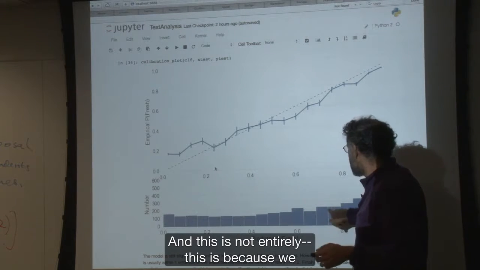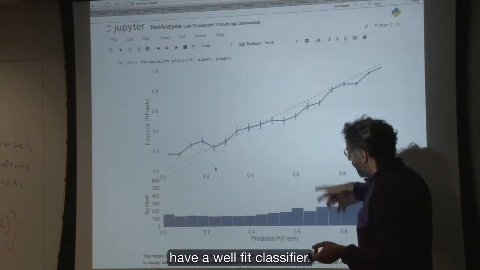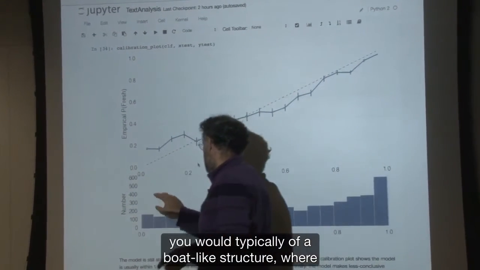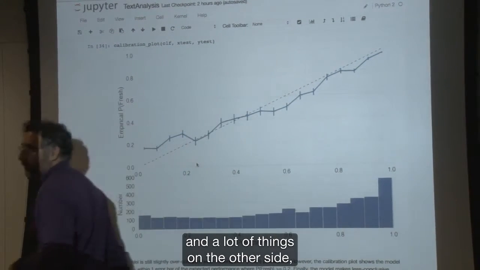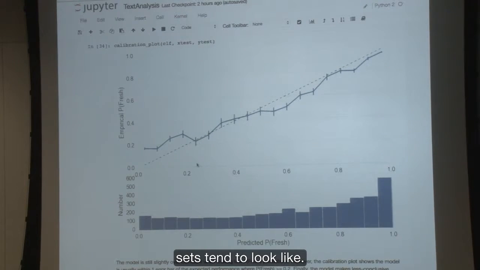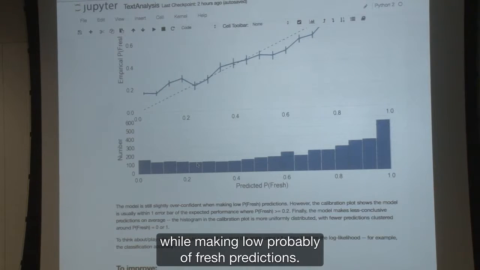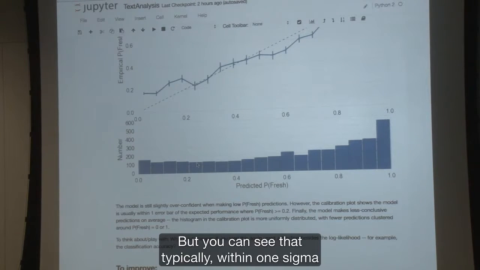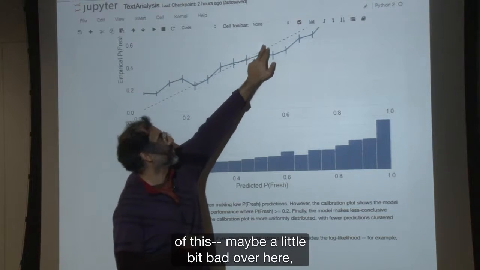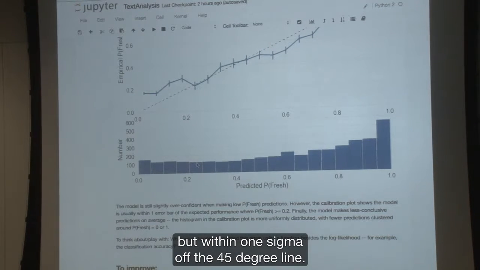Okay, and this is because we have a well-fit classifier. If this was an overfit classifier, you would typically have a boat-like structure where it has a lot of things at the bottom and a lot of things on the other side, because that's what your training sets tend to look like. So this model is still slightly overconfident while making low probability of fresh predictions. But you can see that typically it's within 1 sigma of the 45-degree line, maybe a little bit bad over here.